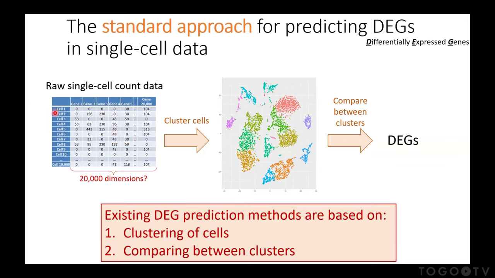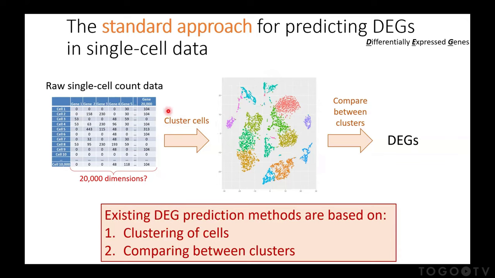It could have maybe 10,000 or 50,000 or 1 million rows, and 10,000 or 20,000 columns. So it's not so easy for a human to look at this data and find something interesting. Typically, we reduce the dimensions using PCA or t-SNE or UMAP, and we turn it into a 2D plot like this one. Every spot is one cell, and similar cells are close to each other in this plot.